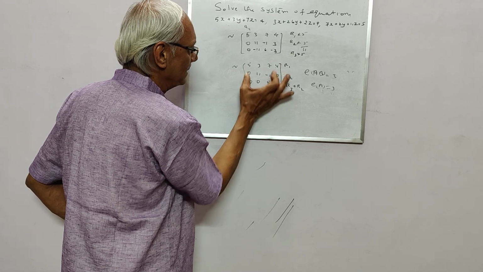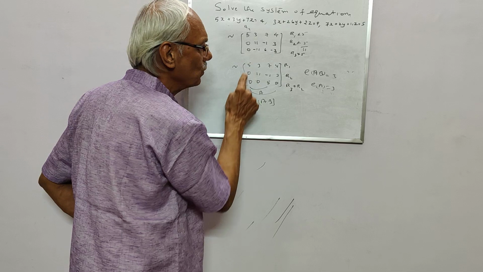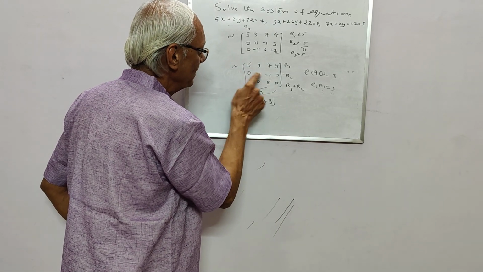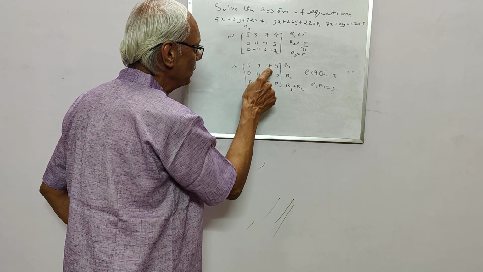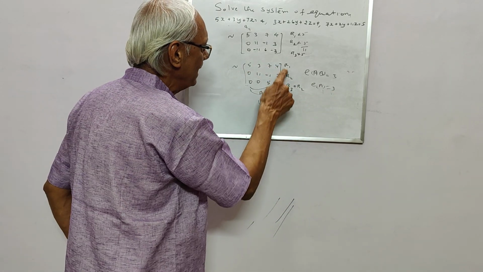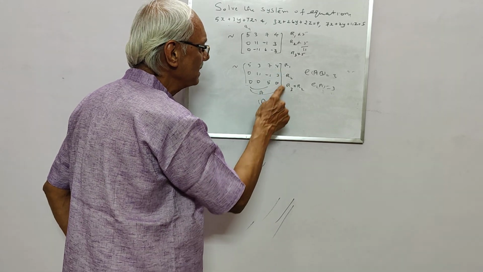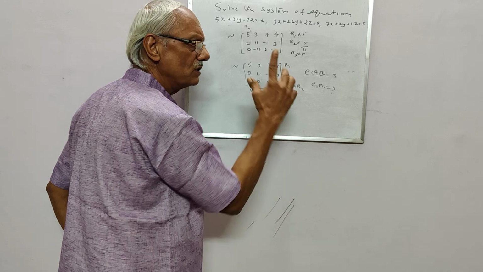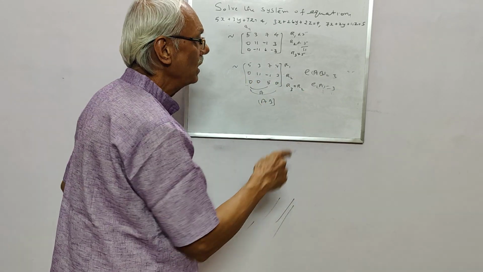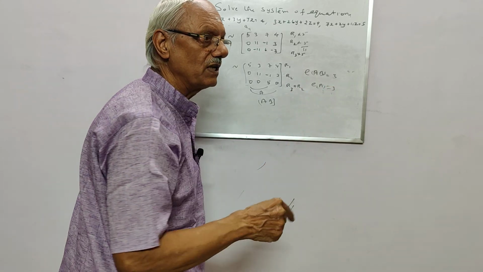This is your A matrix. So the rank of A is the number of non-zero rows. This is a non-zero row because 5 is here. This is a non-zero row. This is a non-zero row. Therefore, the rank of A is 3. Here, if you take the augmented matrix AB, the first row is non-zero, the second row is non-zero, the third row is again non-zero. That means the rank of A is 3, and the rank of AB is also equal to 3.